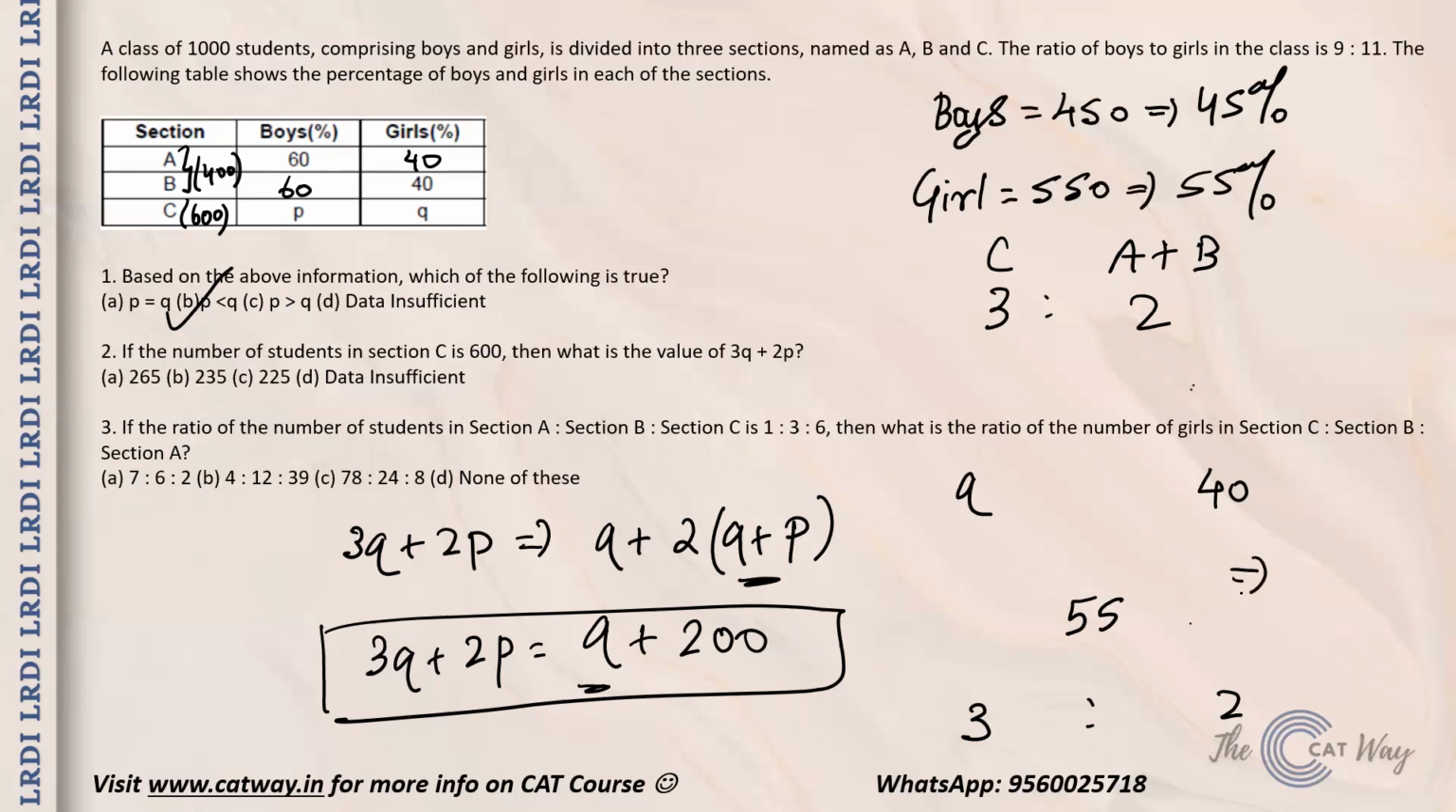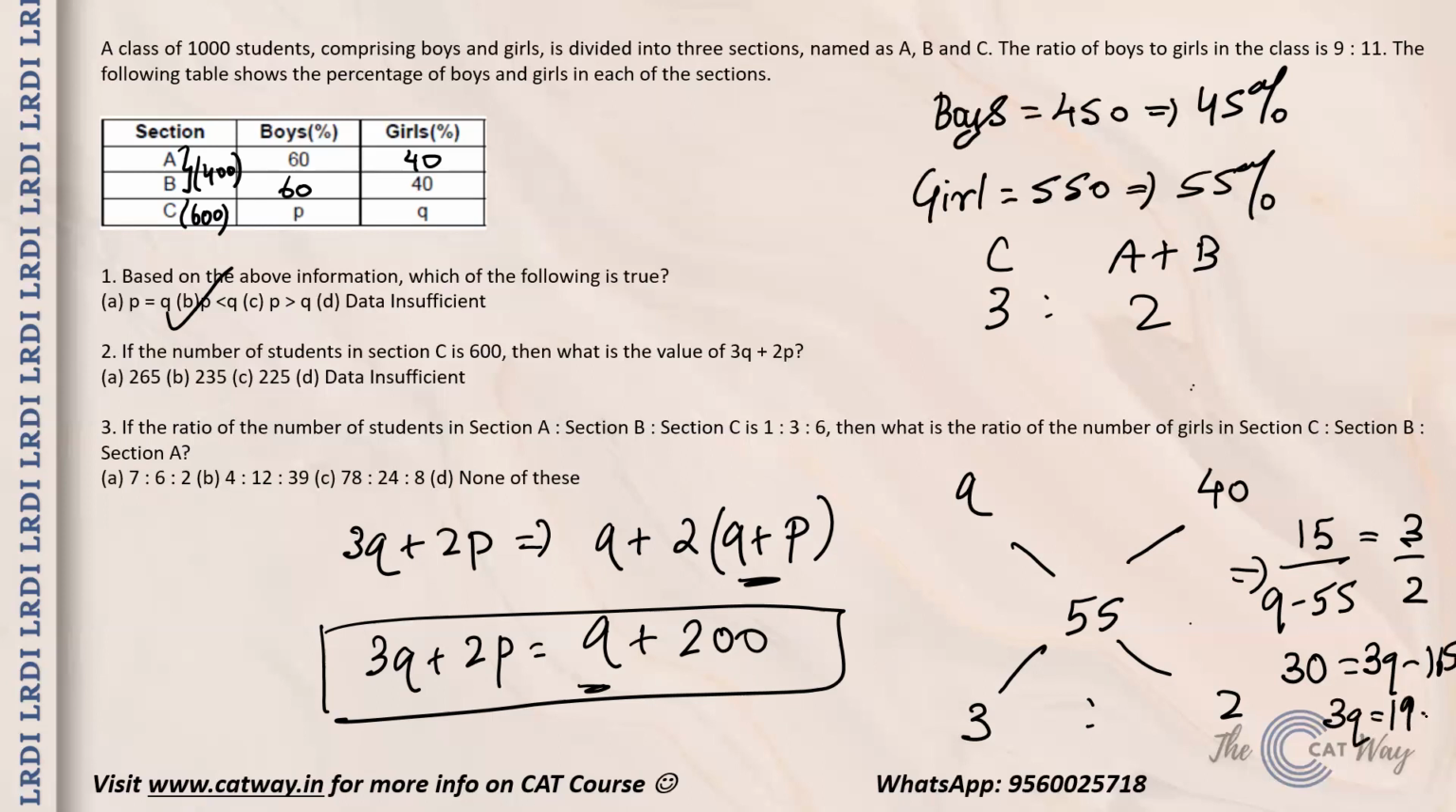So if you solve this, what you get is 15 over here, and from here what you get is Q minus 55. This will be equal to 3/2. So upon solving this, we get 30 is equal to 3Q minus 165. From here you get that 3Q is equal to 195. When 3Q is equal to 195, you get your Q as equal to 65.